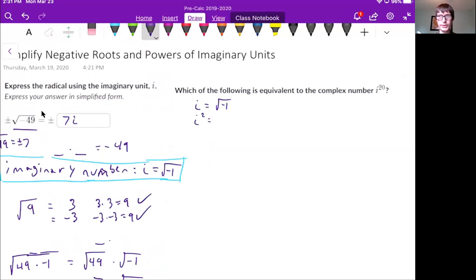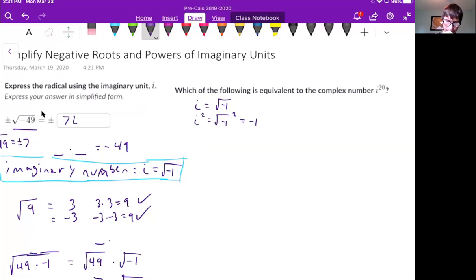Well, that would be the square root of -1 squared, right? So square root of -1 squared, you take a number, you square root it, and you square it again. So that's just itself. The square root and the square just cancel. So that gives us -1. Cool. All right. So that's i squared.